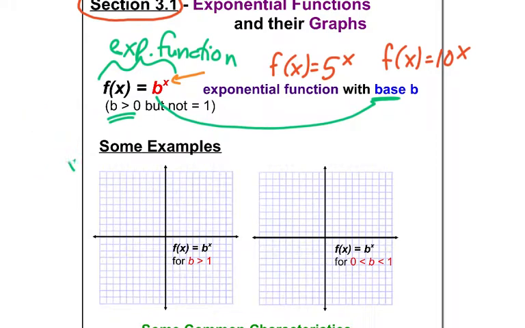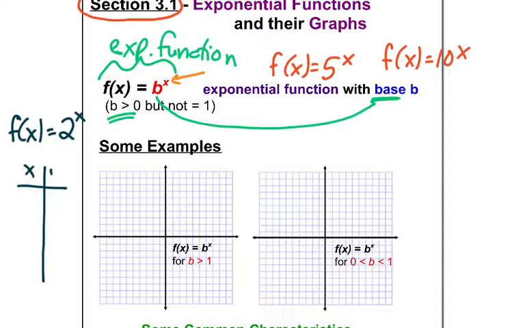Well, let's give an example, and let's try to just graph one with an xy chart and see what happens. How about f of x equals a simple 2 raised to the x? Okay, xy chart. Let's just plug in some really simple values for x. How about something like 0 and 1 and 2, and then maybe some negatives as well, and just see what happens.